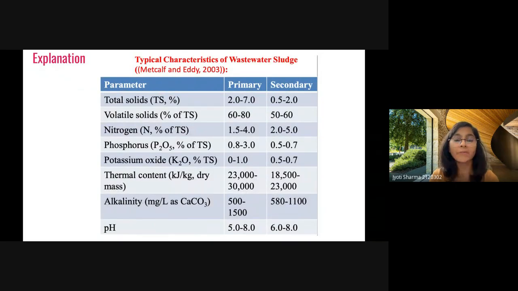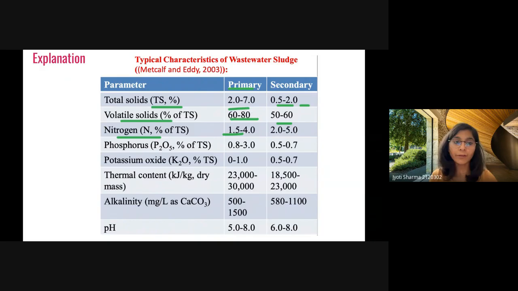So here we have the numbers. If we are talking about total solid, then primary is giving you 2 to 7%. In the secondary, you have 5 to 2%. If we are talking about volatile solid, what do you mean by volatile solid as well? In the primary, this is 60 to 80, but in secondary, it is 50 to 60. Nitrogen is 1.5 to 4.